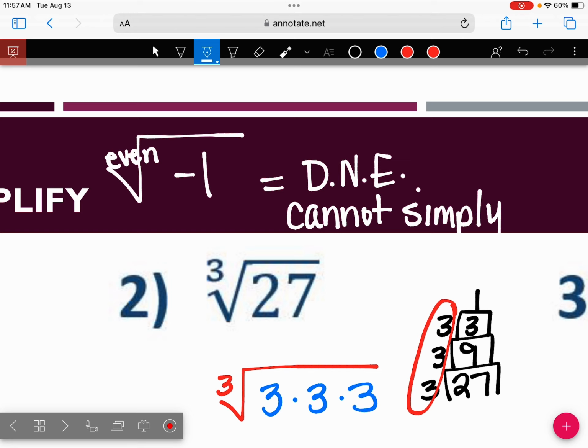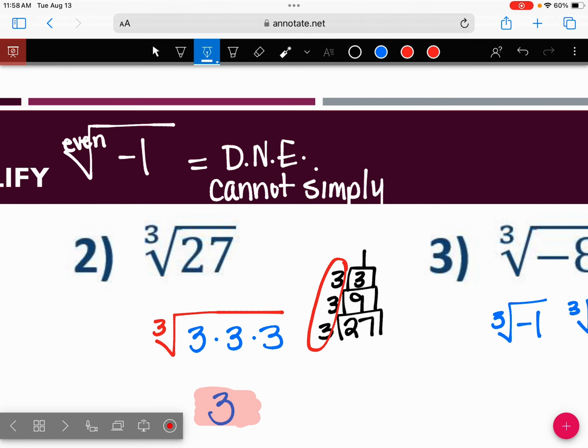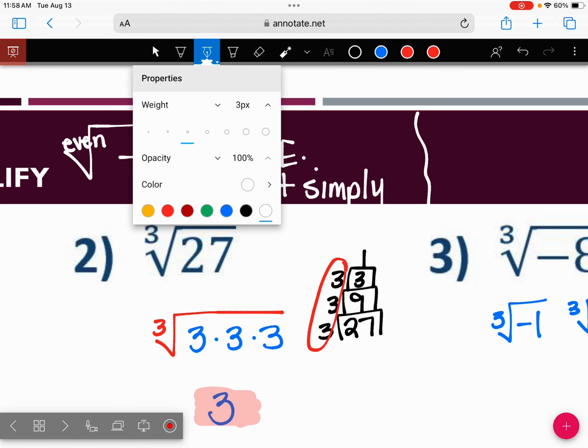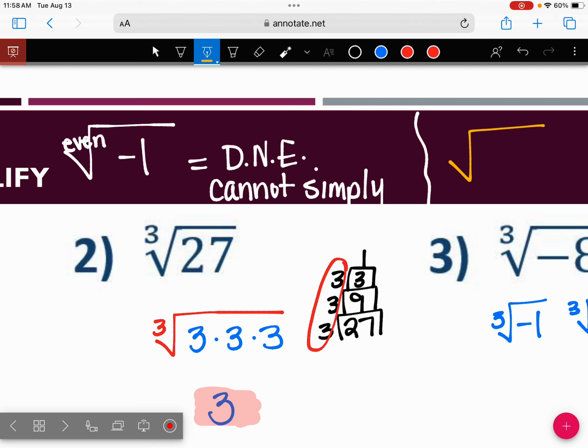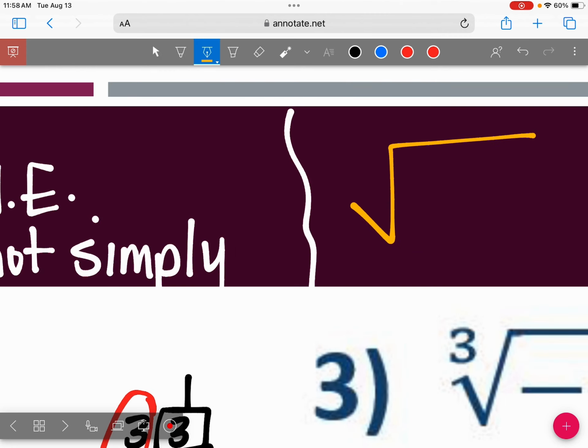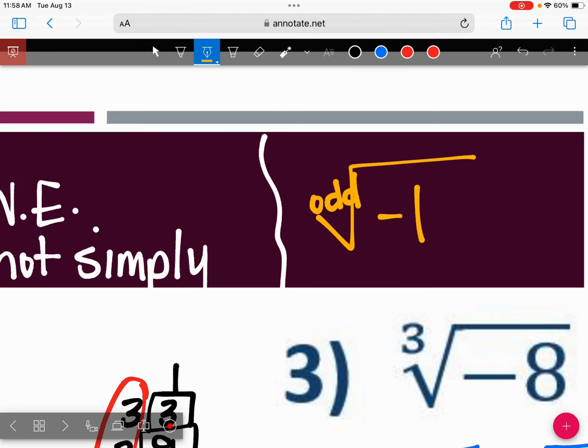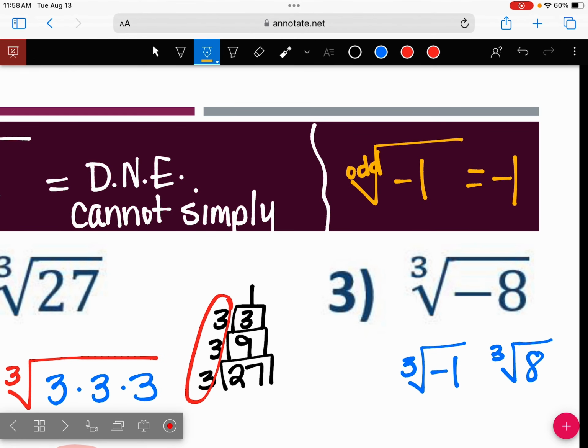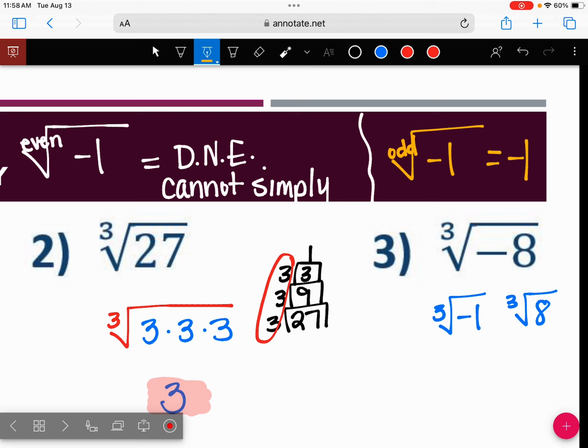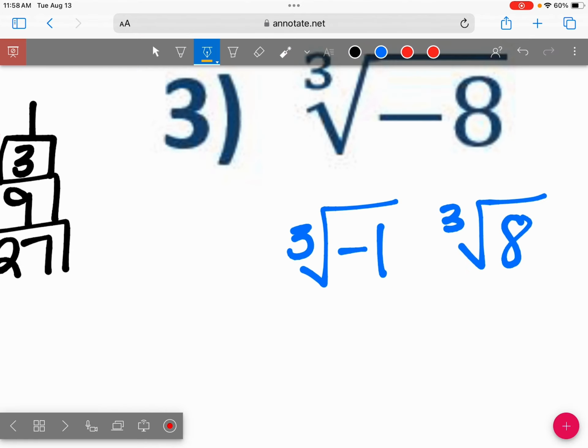Okay? But if it's odd, conversely, and now let's say this is an odd number, like a 3, a 5, a 7, then that equals -1. So that's kind of something to keep in mind as you're simplifying radicals, that you can take the cube root of a -1, but you cannot take the square root of a negative or the 4th root of a negative. All right, so now let's go ahead and simplify this out.